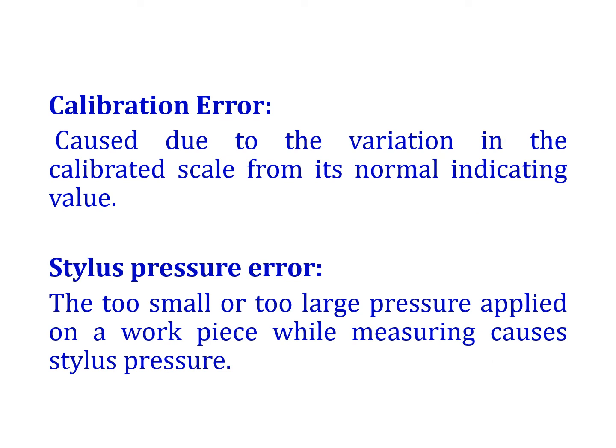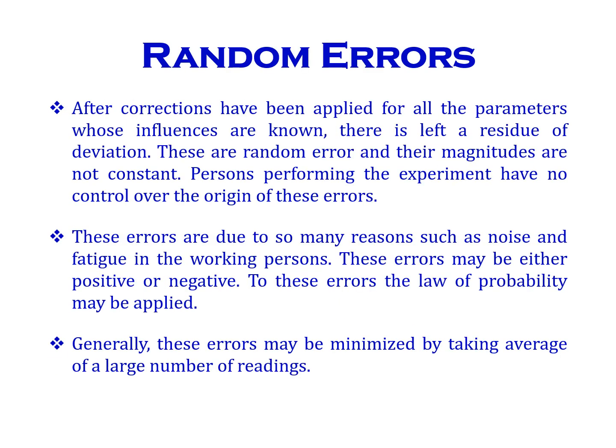Calibration error: if it is not properly calibrated to the scale, then it will give error. Stylus pressure error: it is a very sensitive element of the interferometer or any other optical measuring device. We should not give too small or too high pressure. In a CMM, we just have to bring it closer to the object. The sound will come, and we have to just touch the object. That is called stylus pressure error. If you apply more pressure, then the reading will be erratic.